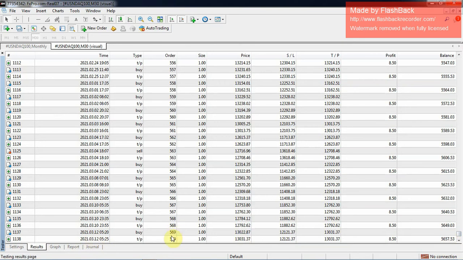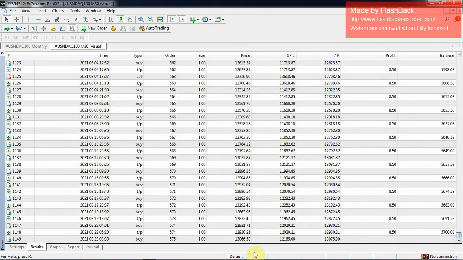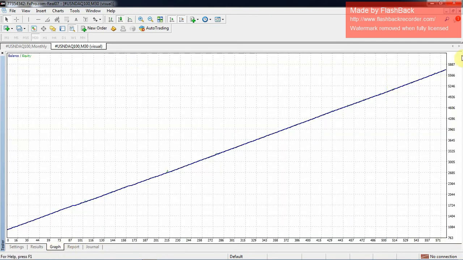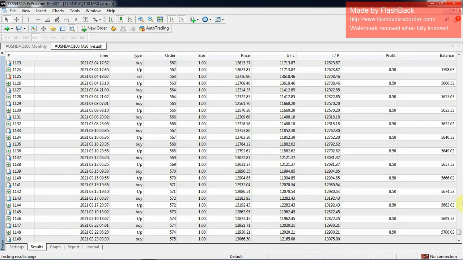569 trades, no loss. That's the graph there. That's the balance line. Almost 6k there, 5,927.